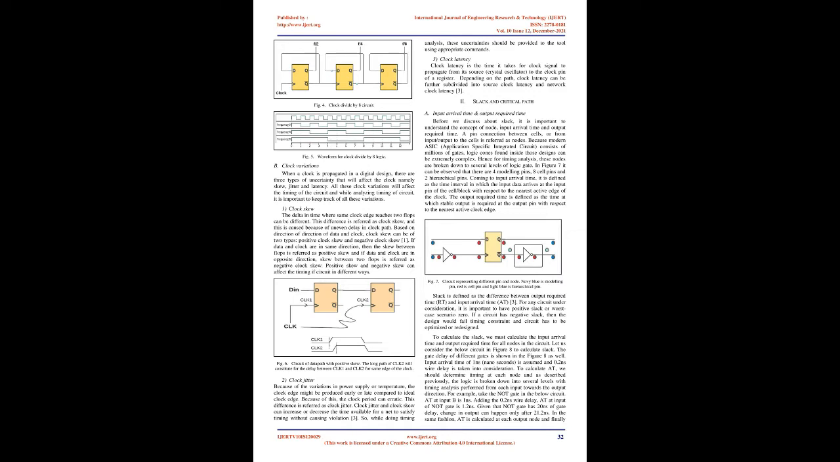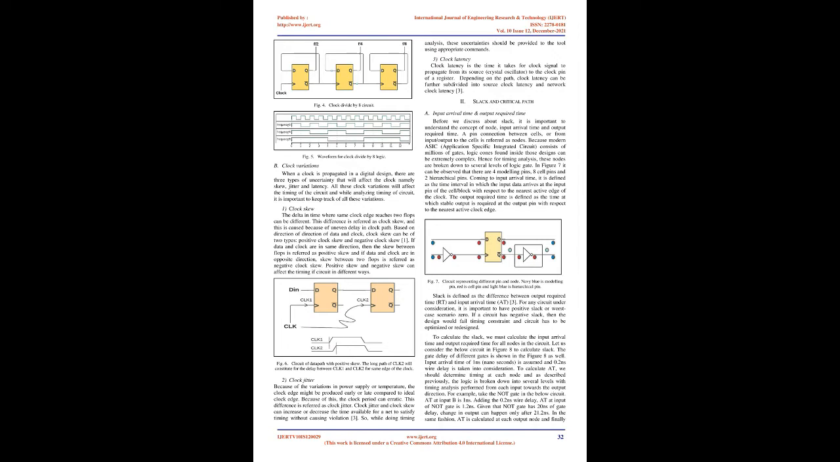Because a modern ASIC, application-specific integrated circuit, consists of millions of gates, logic cones found inside those designs can be extremely complex. Hence for timing analysis, these nodes are broken down to several levels of logic gates. In Figure 7 it can be observed that there are 4 modeling pins, 8 cell pins and 2 hierarchical pins.